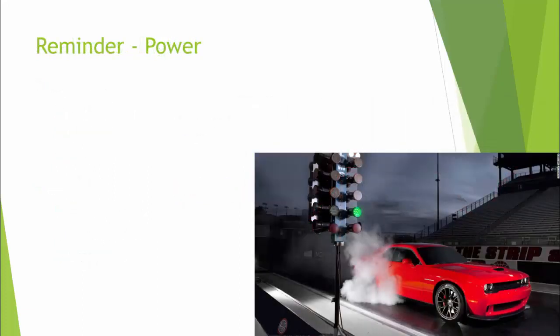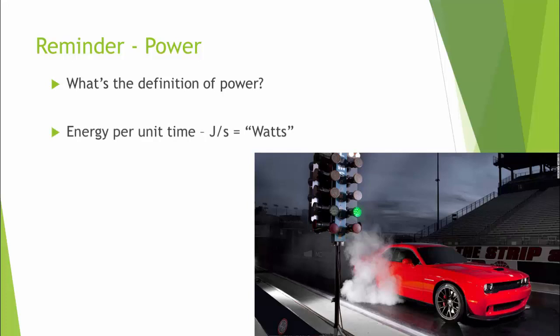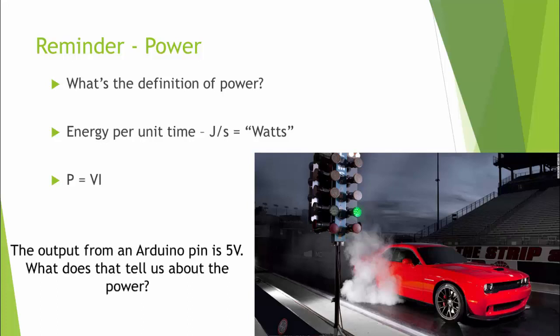So what's all this have to do with the Arduino? Well, first off, let's discuss power gain for just a second. The definition of power, it's energy per unit time, or joules per second, or watts. And in circuits, we learned that power can be calculated as voltage times the current. Now, the output from an Arduino pin that is switched to on is 5 volts.